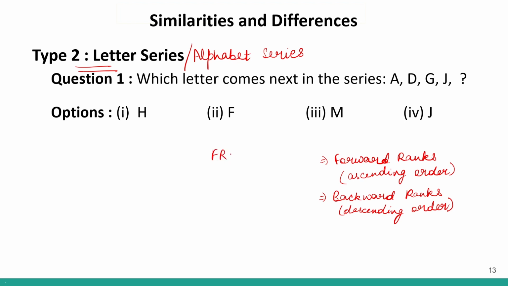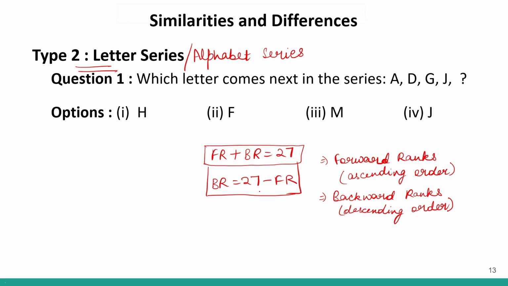There were 2 concepts for forward rank and backward rank. First was that forward rank plus backward rank is always equal to 27, right? This can also be written as, if we do not know the backward rank, it can be found out by subtracting the forward rank from 27. So this was also a concept that we discussed. Another concept was a shortcut to remember forward rank, which was EJOTY. In this, E is 5, J is 10, O is 15, T is 20 and Y is 25. So this was also a concept that we discussed to remember forward ranks.